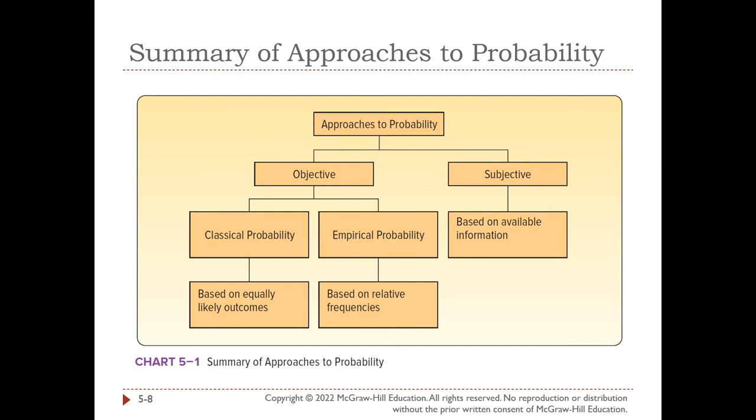So here's our summary of probability. Got a nice little graph. Follow the chart. So, approaches to probability: we can be objective or subjective. Subjective is the one based on available information. For objective, we have the classical approach, which is based on equally likely outcomes, and then the empirical, which is based on relative frequencies. Can they be symmetric? Yeah. Will they? Who knows? But we'll find out. We've got examples, we've got other ways to do it. Let's have some fun.